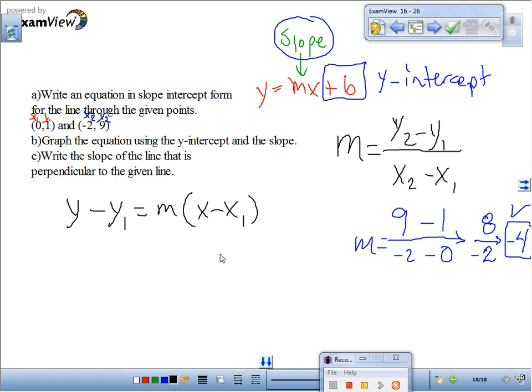This is the form that we need in order to write an equation that ends up looking like this. So now, let's substitute information. What is my slope? Negative 4. That goes right here. What is x sub 1? 0. What is y sub 1? 1. We bring everything else down. Y minus y1 equals m times x minus x1.